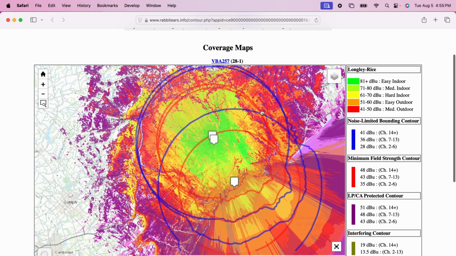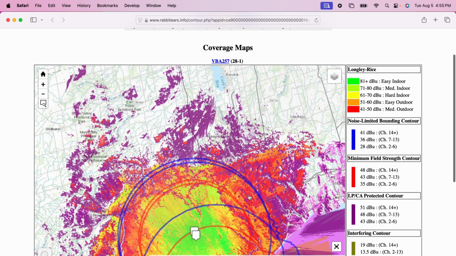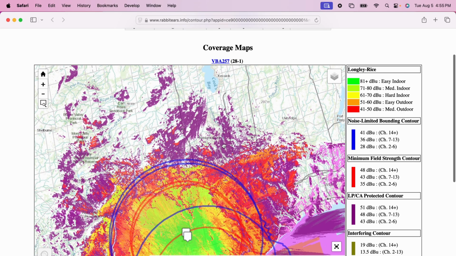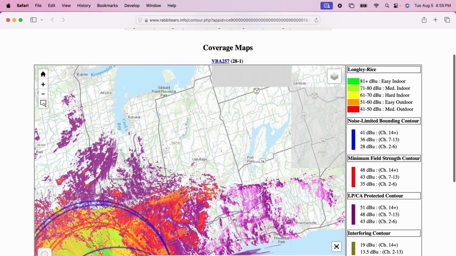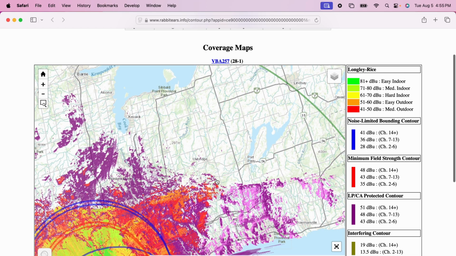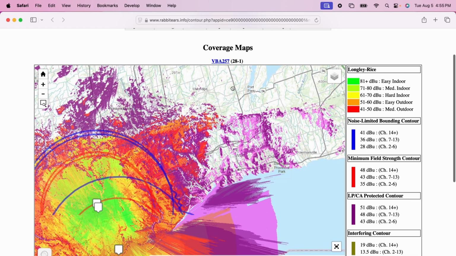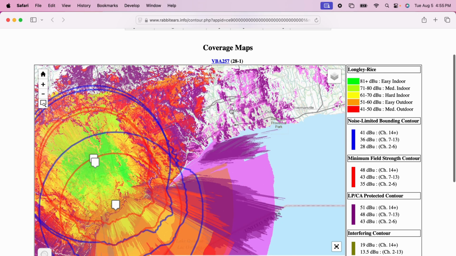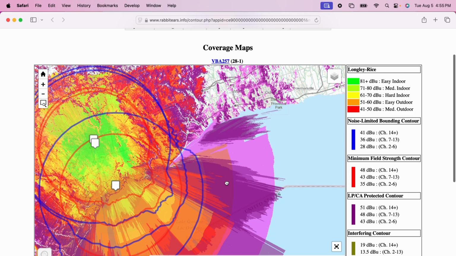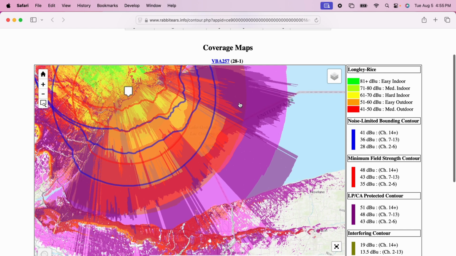So PLP0 is QPSK with a code rate of 3/15, and that has a negative 3 decibel SNR. You could be 3 decibels below the noise floor and still get this station in. To give you an idea of how weak this signal can be to still be received, it's pretty incredible.